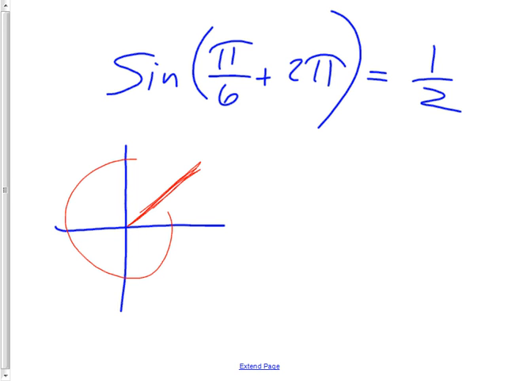How about if I added 4 pi? Same exact answer, right? Or 6 pi or 8 pi. Okay, I think you get the point. If it's an even number of pi's that they add, then you don't have to worry about it. It's like it didn't happen. Okay, so that's one possible scenario. The other one is you add just a pi, exactly.